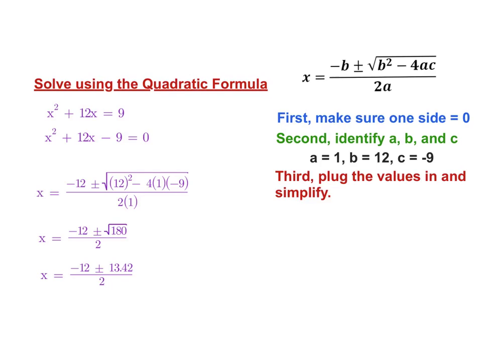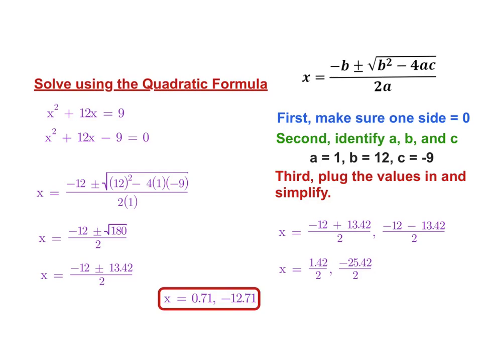Okay. At this point, what I'm going to do is separate the plus and minus. So I have negative 12 plus 13.42 over 2, negative 12 minus 13.42 over 2. Okay, so now I combine the tops, then divide by 2, and I get my answers. How many had those? Okay, good. What's important here is to understand that this is an approximation.